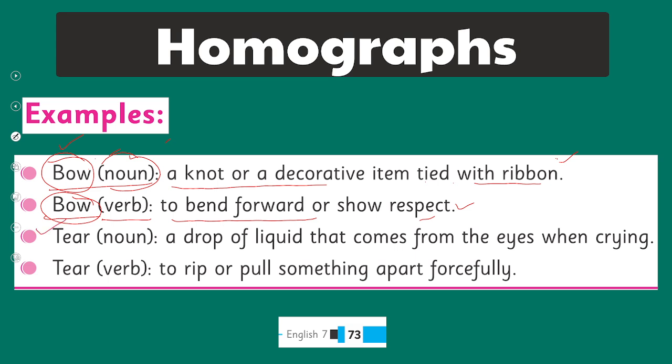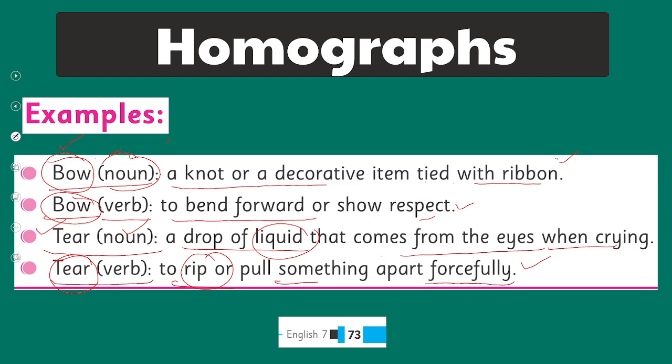Next one is tear, which is a noun. A drop of liquid that comes from the eyes when somebody is crying. That is what we call a tear. But to tear something, this is pronounced as tear. Tear means to rip or pull something apart forcefully. To rip something, to rip a paper, or to rip anything that is easy to break.